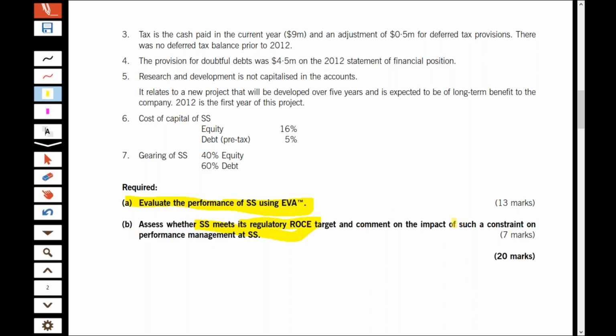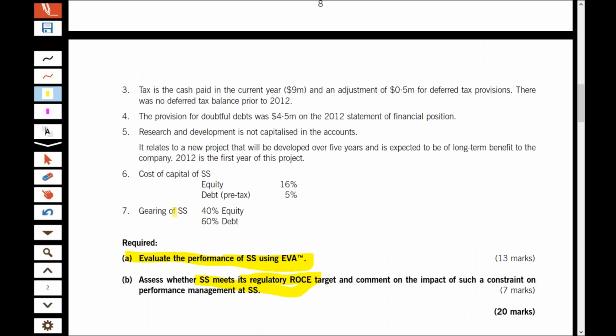So we are going to come on to that a bit later. But for the time being, the first thing that we need to cover is Still Water Services using EVA. So what does this mean? This means you have to calculate EVA and then comment on whether the entity's performance is good or bad. That's what you have to do.